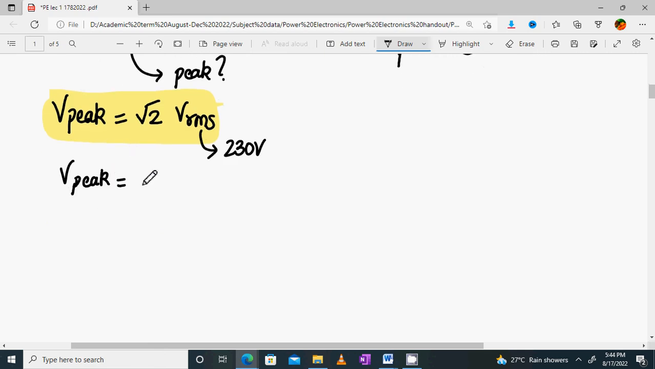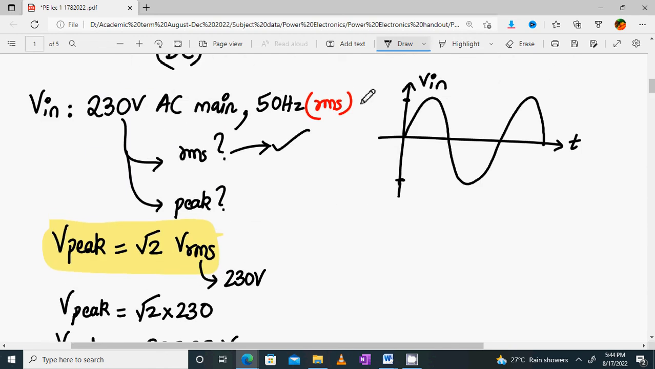The peak value of your input signal will be root 2 into 230, and that comes out to be 325.269. So we can approximate it to 325.27. So this is my peak value of the input signal, and I have to write it over here. This will be 325.27 volt, and this will be minus 325.27 volt. Okay, so this is the positive and negative peak value.